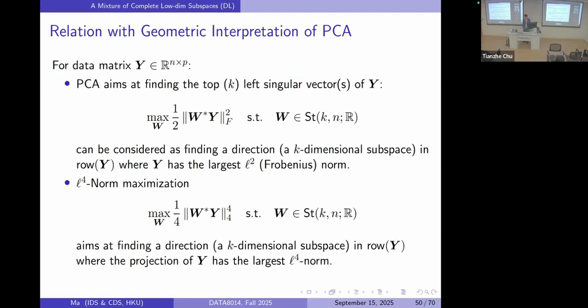Right? So you actually can do... See, now you can unify everything, right? PCA. What is PCA doing? PCA is taking the top n by k matrix and maximizing the two-norm score.